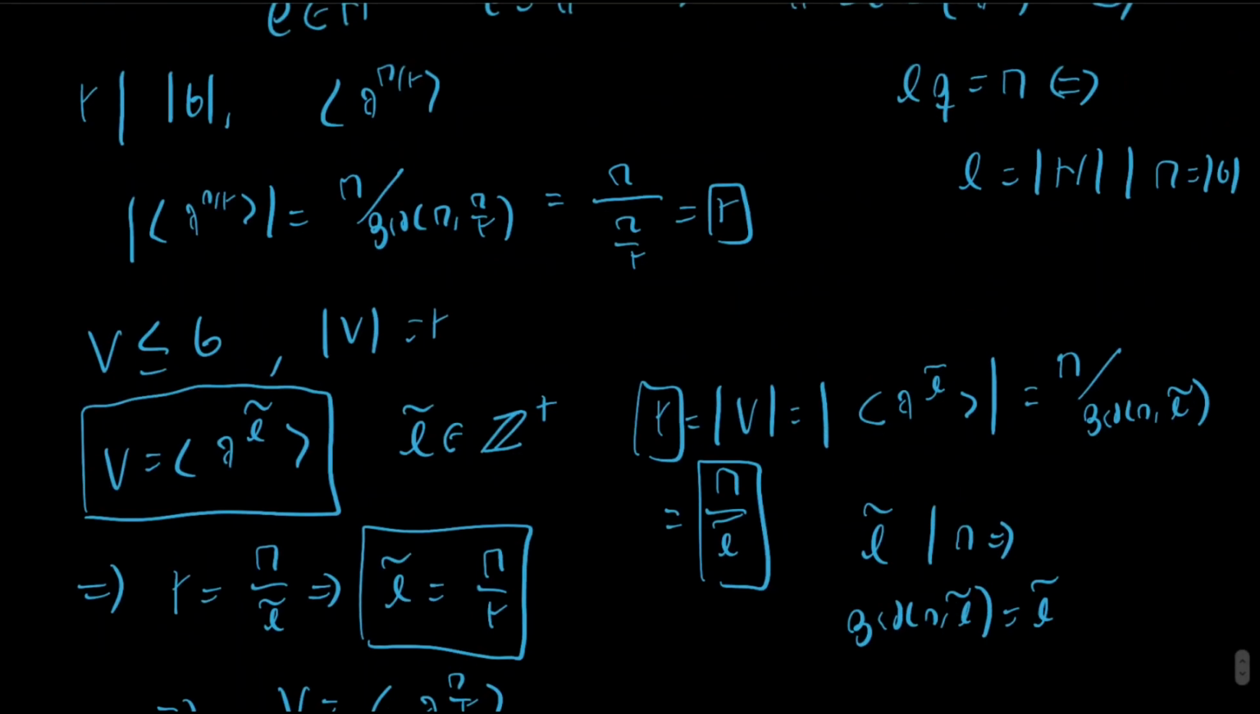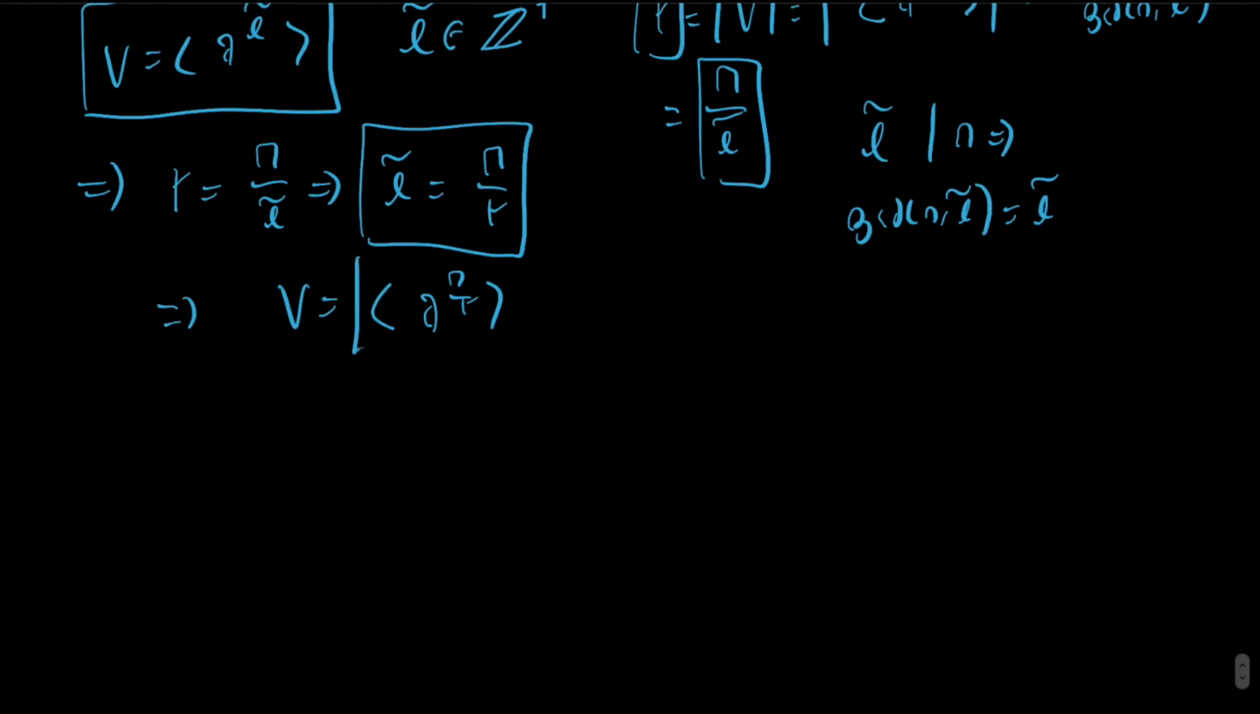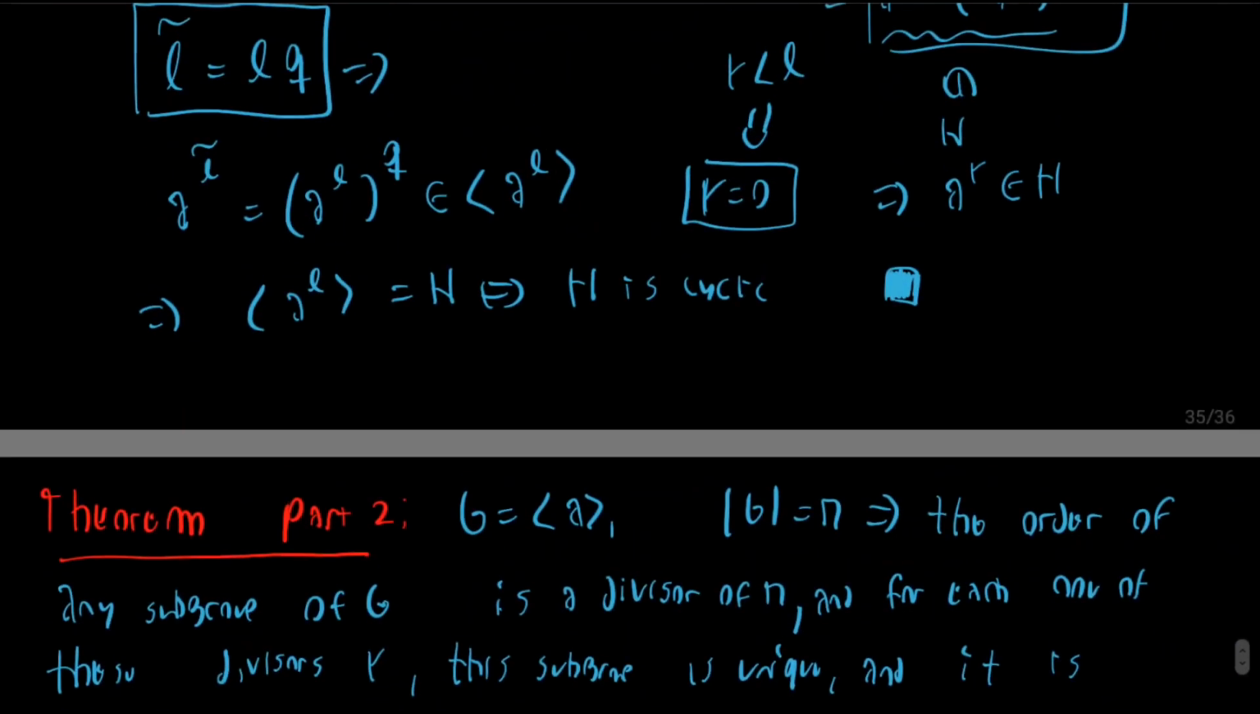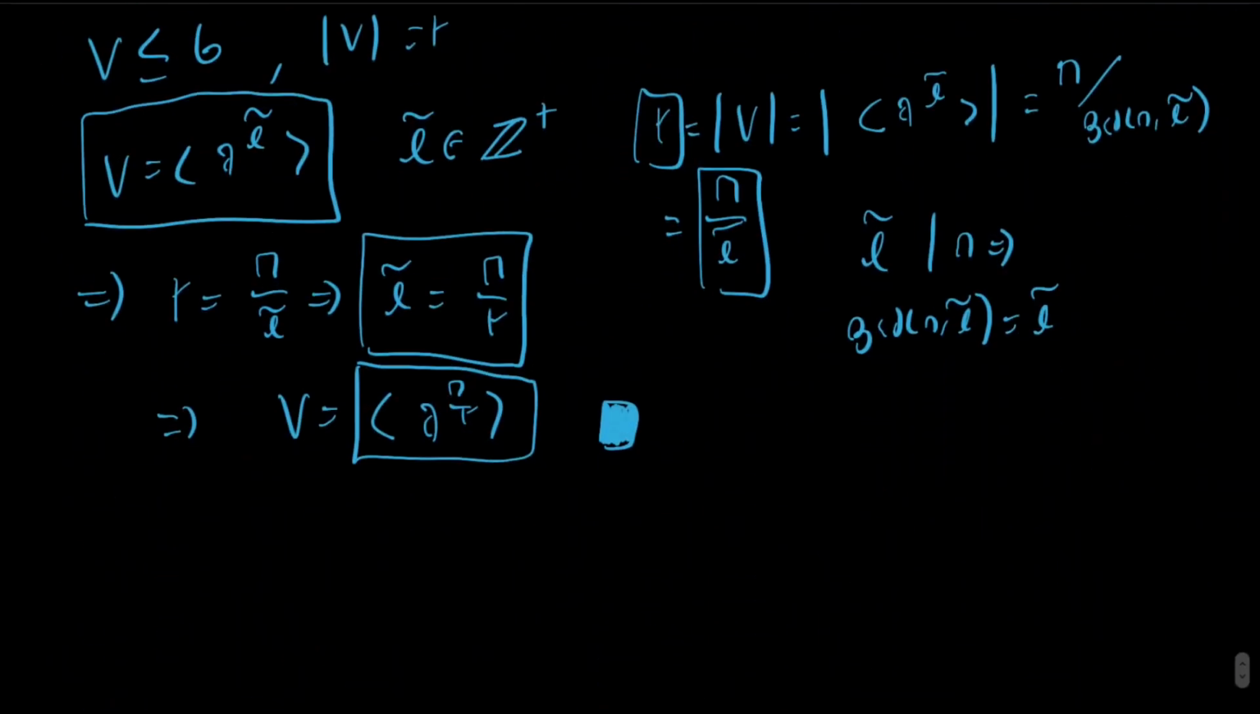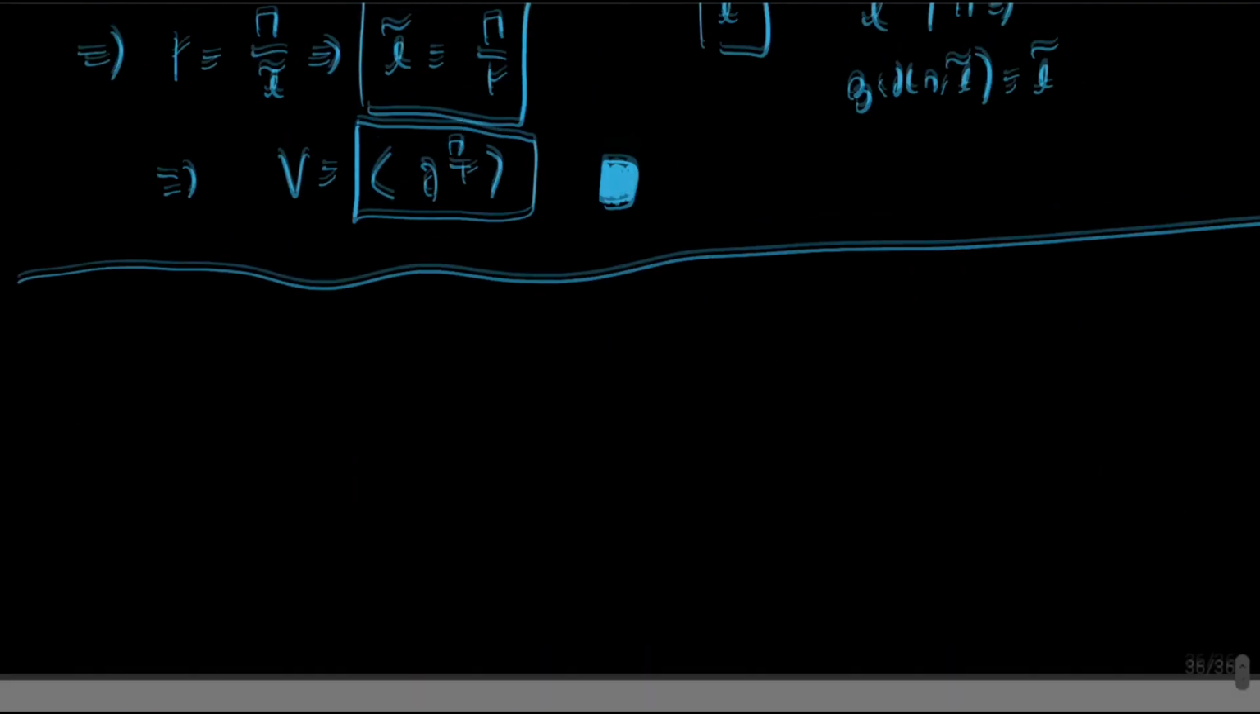But notice, in other words, V is the cyclic subgroup generated by A to the n over R. But look at this, this is precisely the subgroup that we claimed was unique. In other words, we have proven the uniqueness for this cyclic subgroup of order R inside of our cyclic group G. And so this concludes the proof of this theorem.